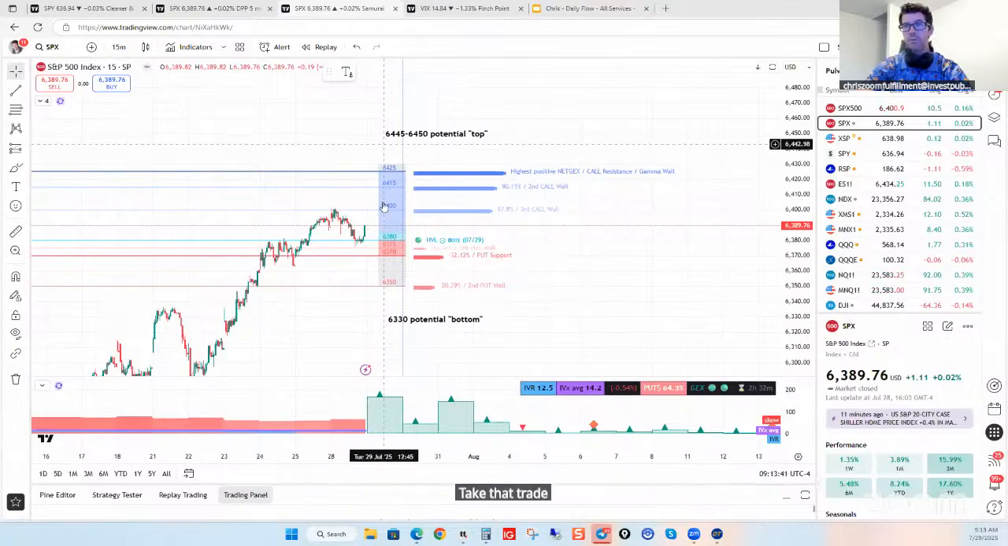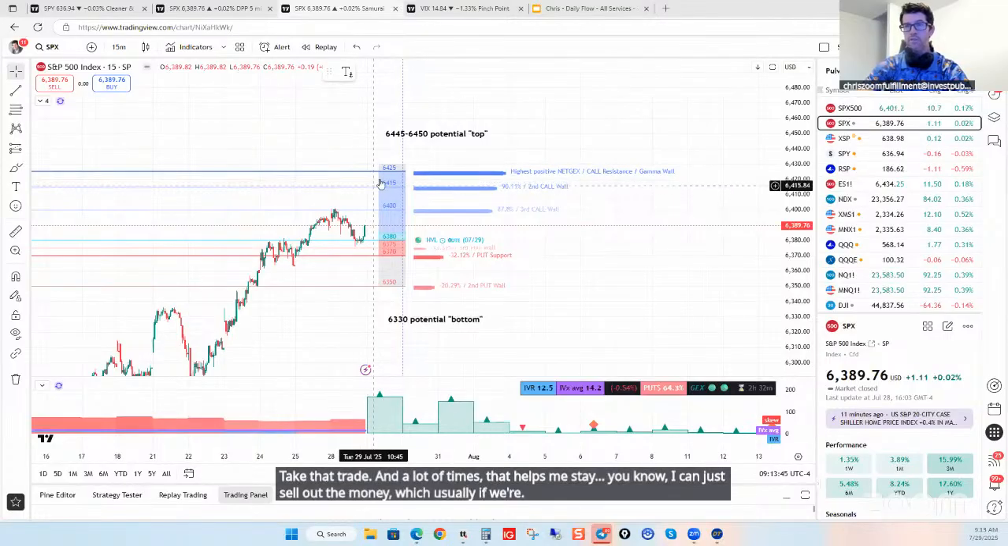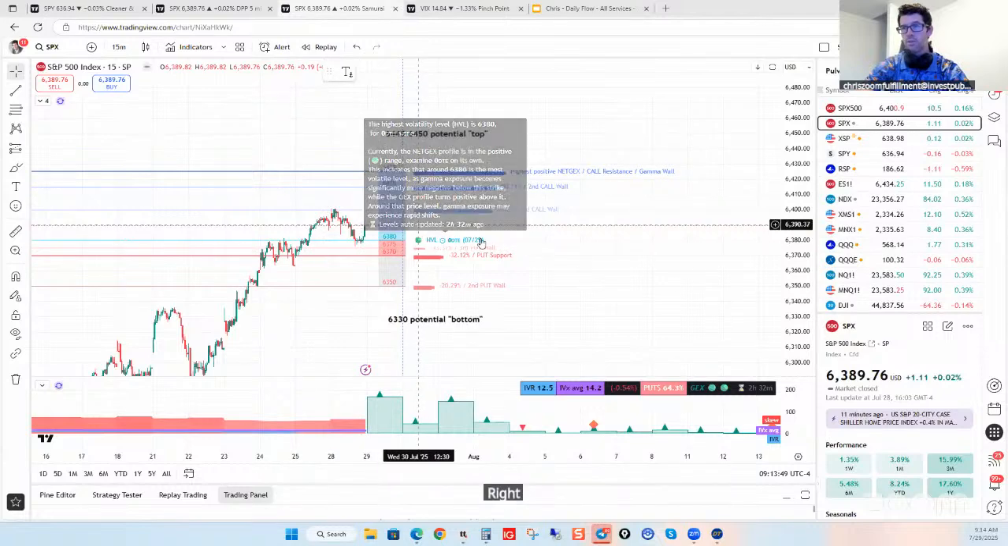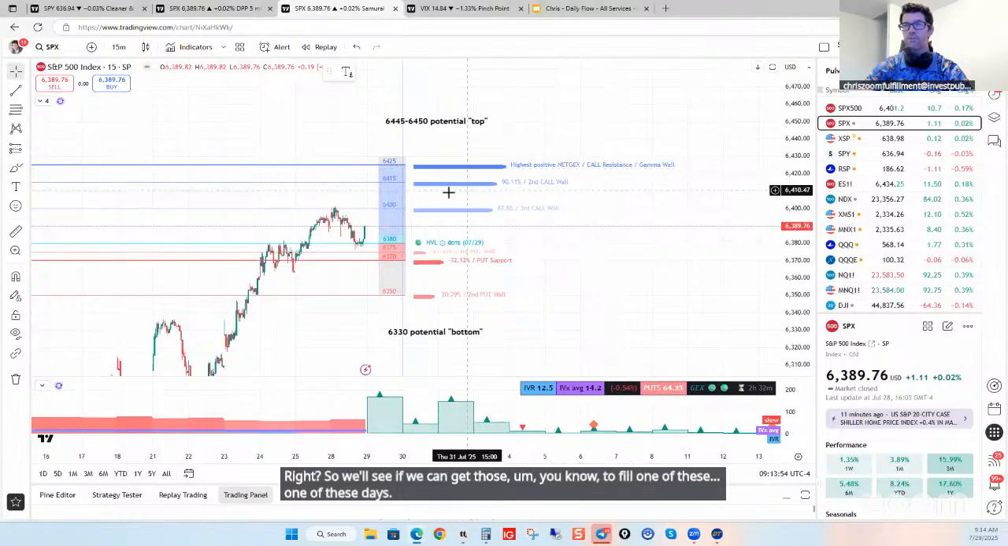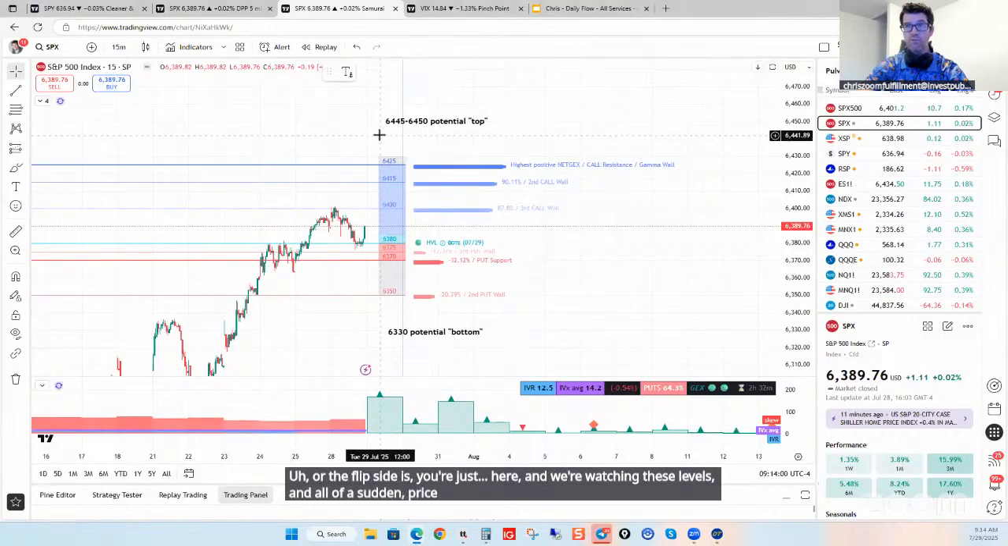A lot of times I can just sell at the money, whereas usually with daily profit play we focus on the out of the money plays, right? So we'll see if we can get those to fill one of these days. Or the flip side is we're just here watching these levels, and all of a sudden price goes to 64.40, 64.45, and you can just sell up top.